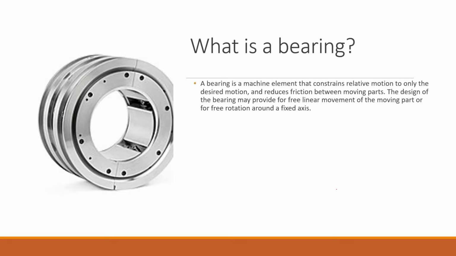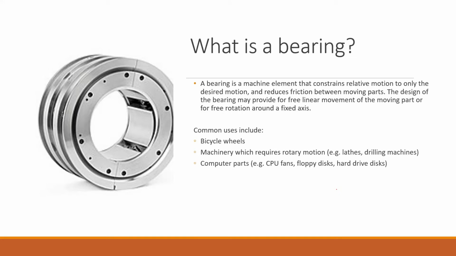A bearing is a machine element that constrains relative motion to only the desired motion and reduces friction between moving parts. The design of the bearing may provide for free linear movement of the moving part or for free rotation around a fixed axis. Common uses of bearings include bicycle wheels, machinery which requires rotary motion, for example lathes or drilling machines, and computer parts such as CPU fans, floppy disks and hard drive disks.